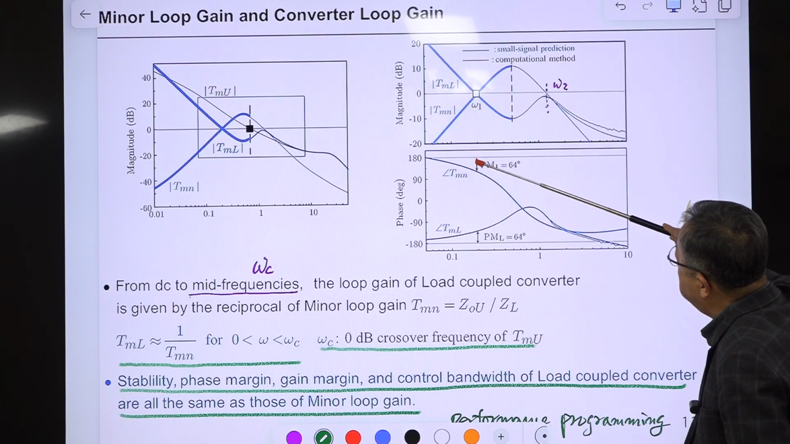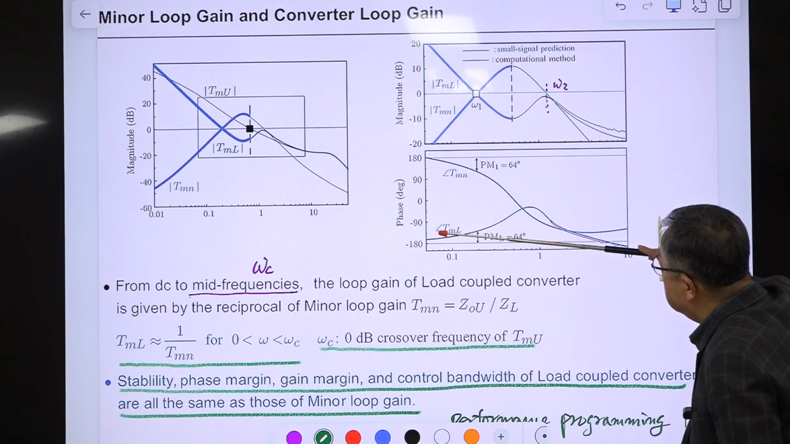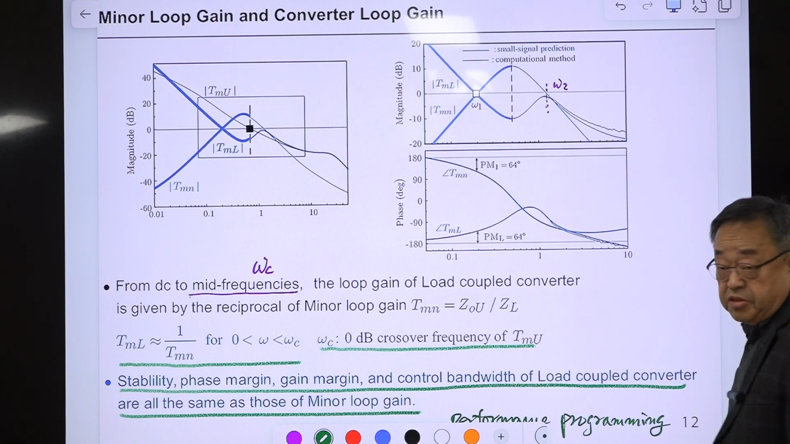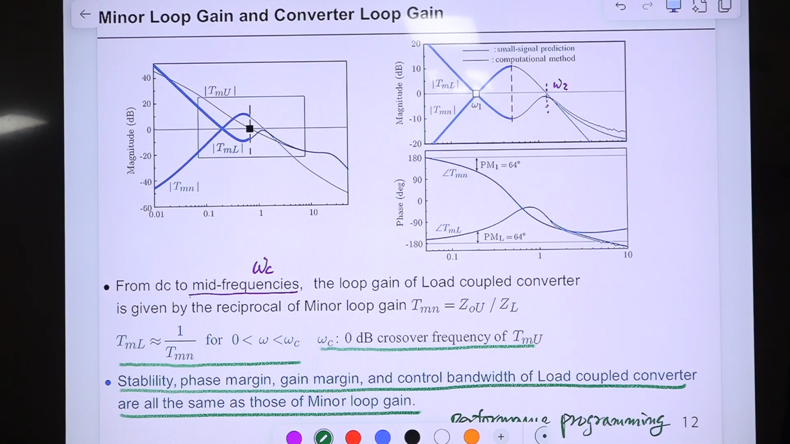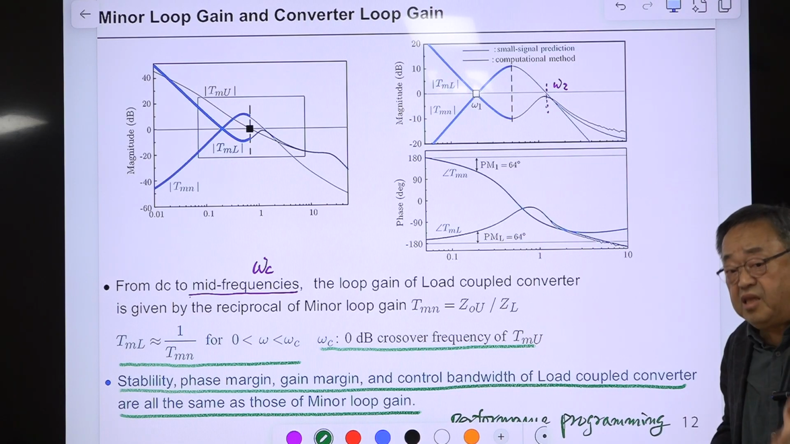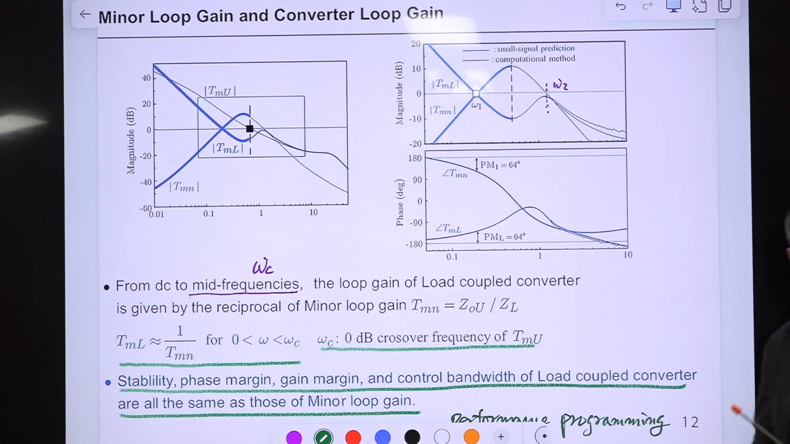This is the difference between this one. This one was phase margin 1 defined against the TMN, and this is the phase margin defined by TML. So the same phase margin. Loop gain crossover frequency is the same. Everything is the same, and this is determined by line filter design. So by designing the line filter properly, you can program the performance of the upstream converter. That is my basic claim.